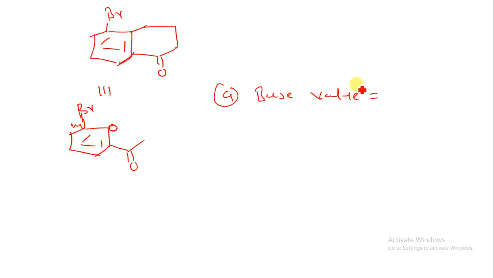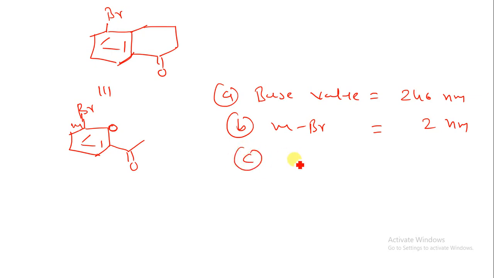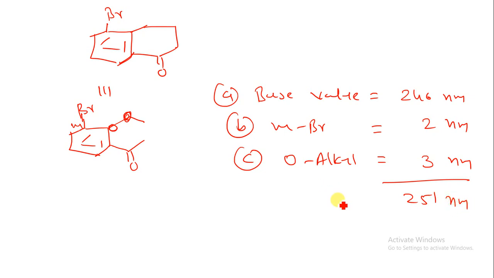This is my base value. For the ketonic group I have to add 246 nanometer. Second, here I am having a meta Br group, so for the meta Br group I have to add 2 nanometer. Third, I am having an ortho substituent, here I have a ring, so that will be an ortho alkyl substituent. So for ortho alkyl I have to add 3 nanometer. Adding these, you get 251 nanometer. So that is my answer.